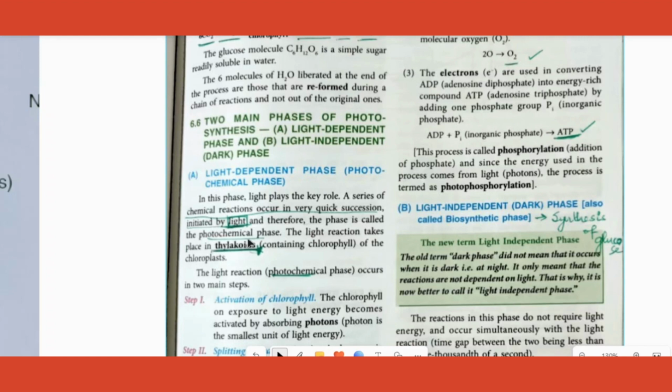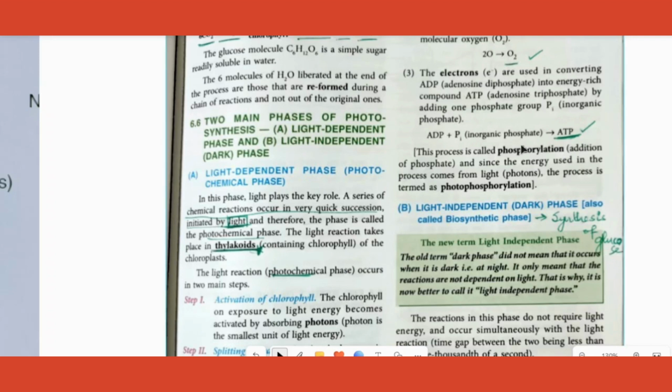Why is it called photochemical phase? Next is, where is it happening? It happens in thylakoid. I'll explain what that is. Second one, light independent phase is also called biosynthetic phase. Why? It's because it is in this phase that glucose is synthesized. Where is it happening? Another question is that, and that answer is it happens in the stroma.